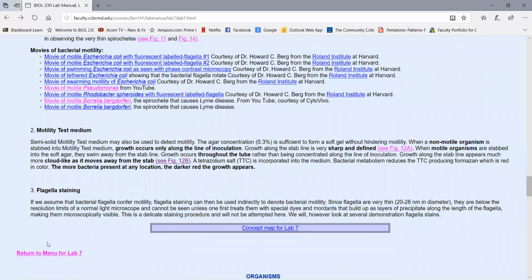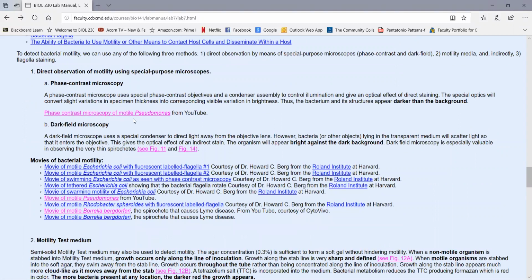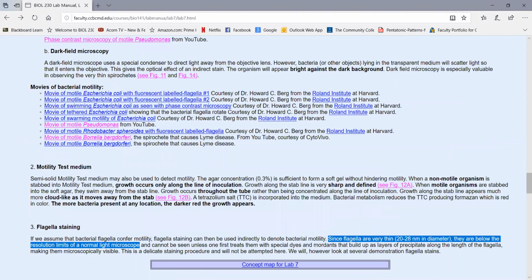And the third way to indirectly test motility is to look for flagella, using flagella staining. So we assume that if we see flagella after flagella staining, the organism must have been motile when it was alive. But flagella themselves are very thin. They're only 20 to 28 nanometers in diameter. They're below the limits of resolution of a normal light microscope. When we looked at the Pseudomonas up here under phase contrast, which we'll show you again in a minute, you didn't see any flagella because they're too thin to see with a conventional light microscope.